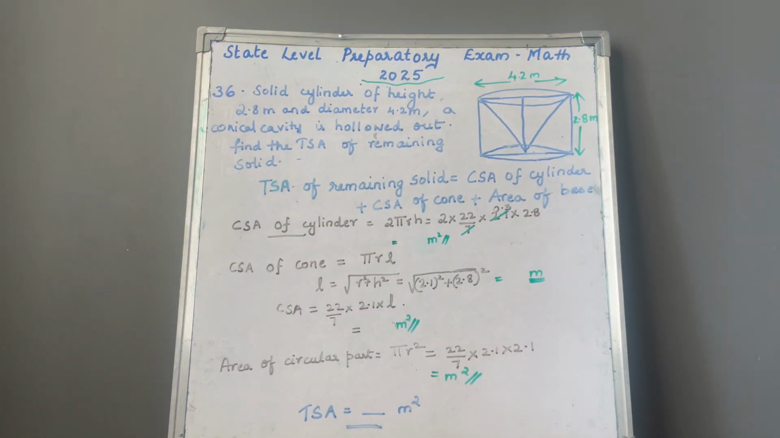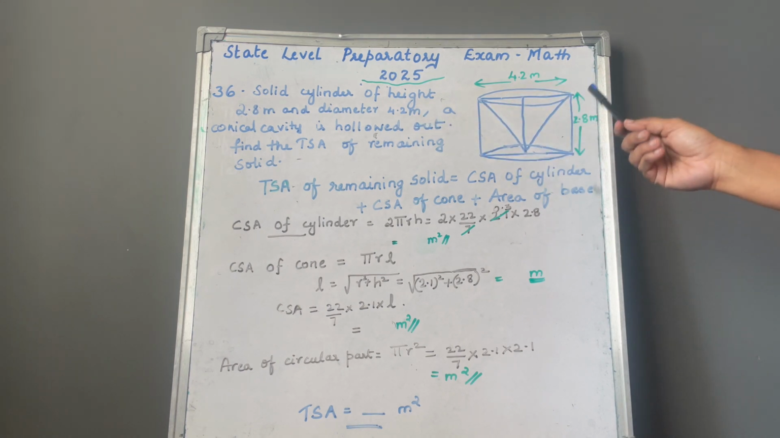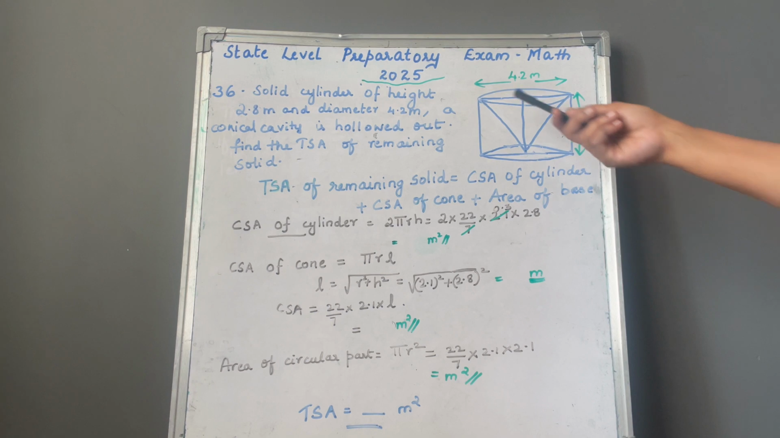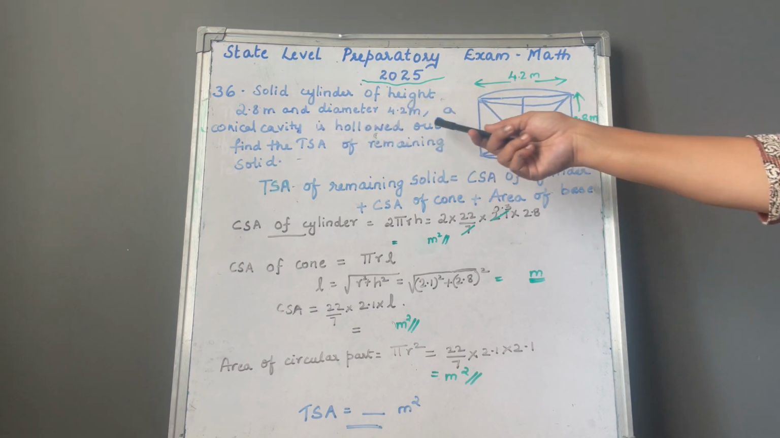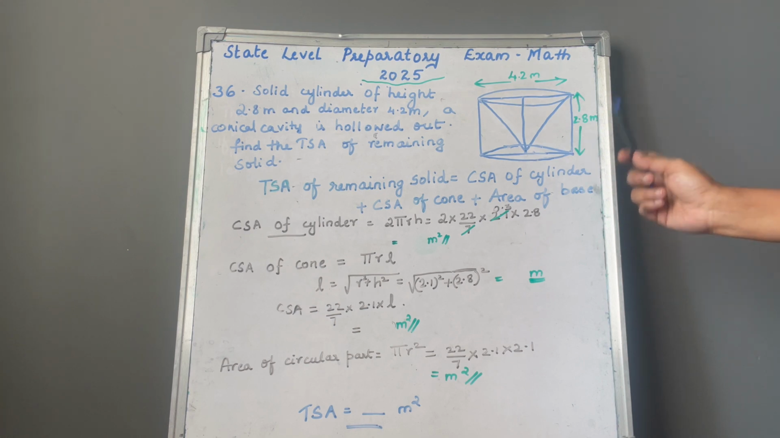Now we move on to the 36th question. The 36th question is from the chapter Surface Area and Volume. The question is: from a solid cylinder of height 2.8 meters and diameter 4.2 meters, as shown in the figure, they have given the figure in the question paper, a conical cavity is hollowed out of the same diameter and height. Find the TSA of the remaining solid.